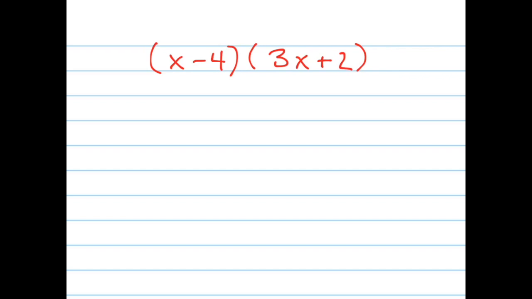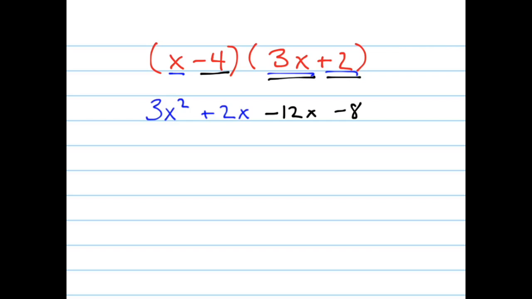Essentially, we have to look at it as this x needs to be distributed over the 3x and the 2, and x times 3x is 3x squared, and x times 2 is 2x. But I also need to distribute the negative 4 over the 3x and the 2. Negative 4 times 3x gives me negative 12x, and negative 4 times 2 gives me negative 8. My last step is to simply add like terms, and I get 3x squared minus 10x minus 8, because those two combine to be negative 10x.